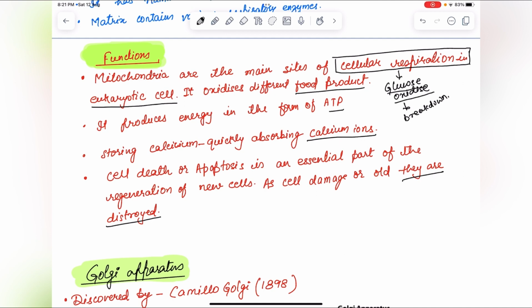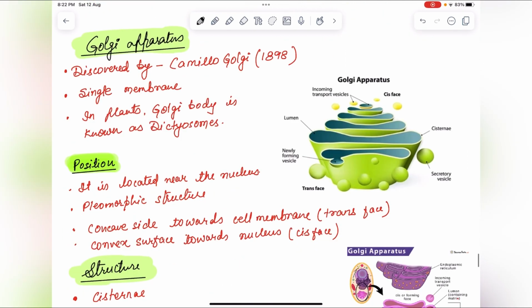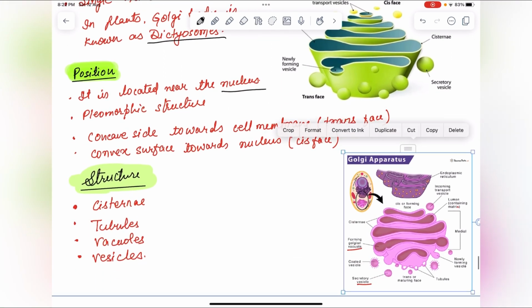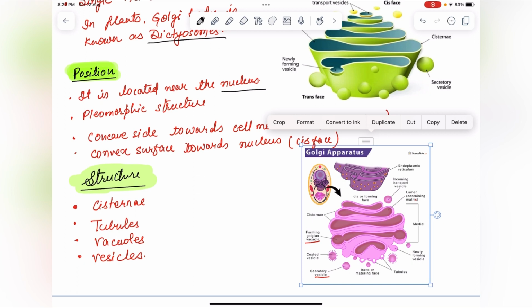Next is Golgi apparatus. This Golgi apparatus is another cell organelle which was discovered by Camillo Golgi in the year 1898, and it is a single membrane structure, single membrane covering. In plants, Golgi body is known as dictyosomes. Where is it located? It is located near the nucleus.